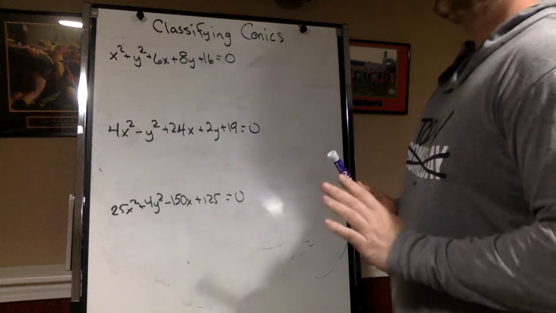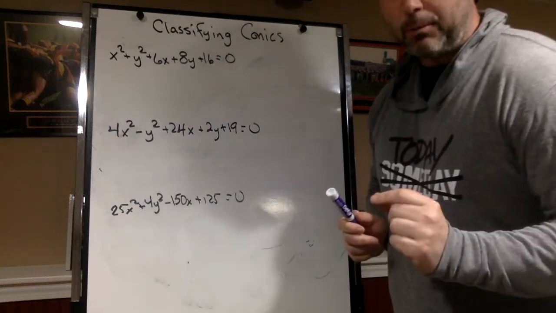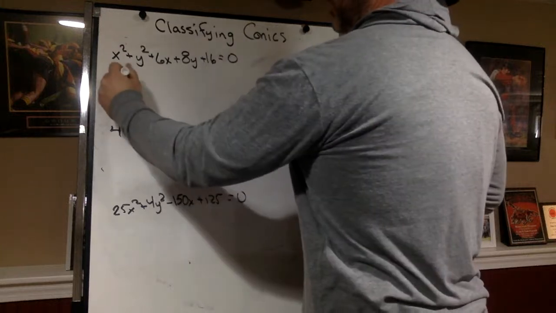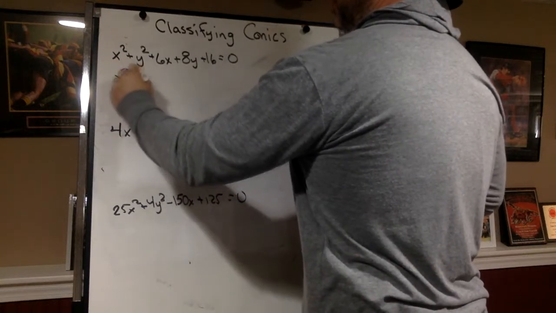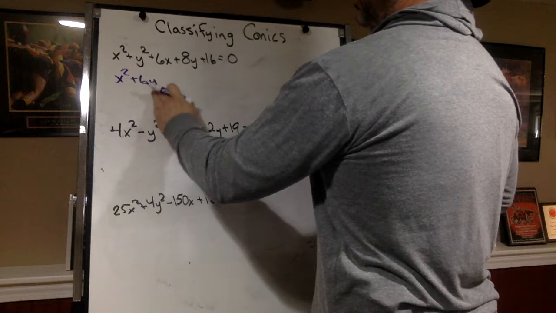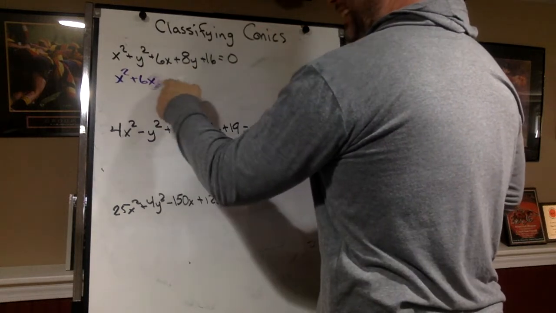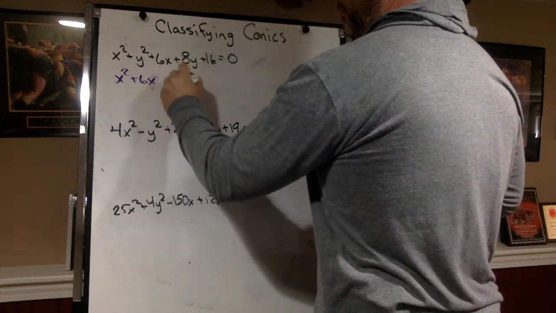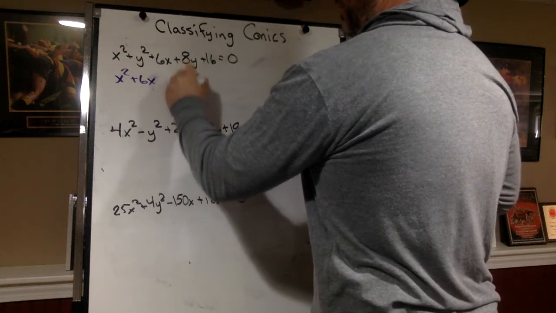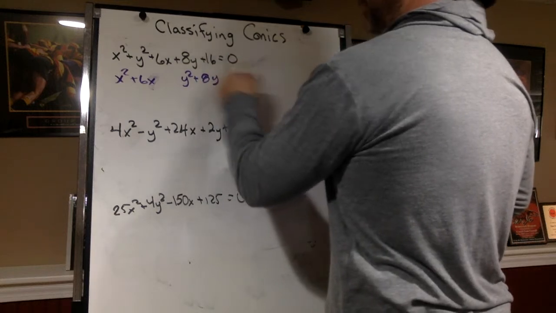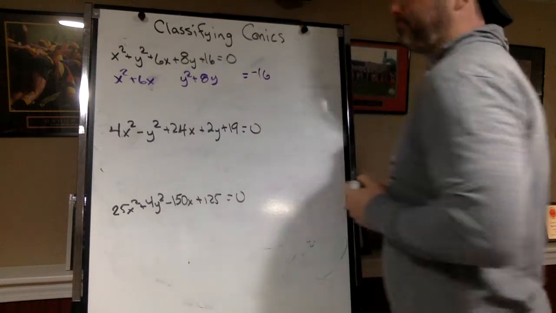Well, first thing I'm going to do is separate things that go together. So as we look at number one here, the x's go together. So I'm just rearranging. Whoops, I wrote a y. X squared plus 6x. And I'm going to leave a gap. Gaps are very important because I'll show you why in a second. And over here I got y squared plus 8y, gap, subtract the 16 over.